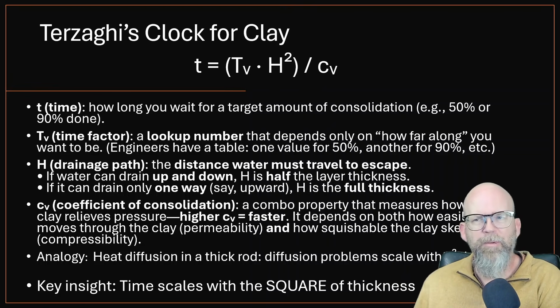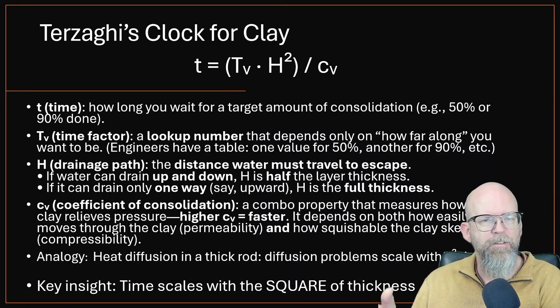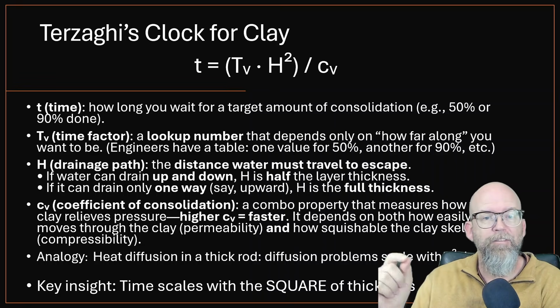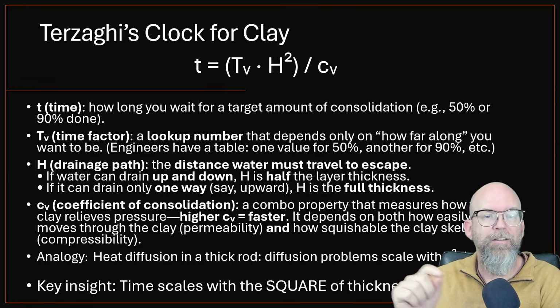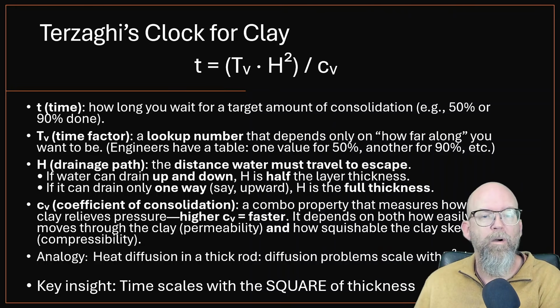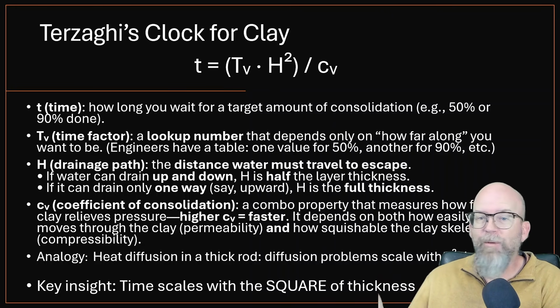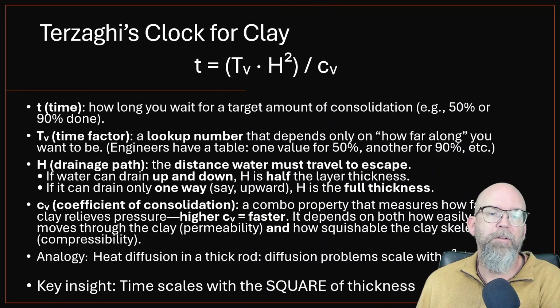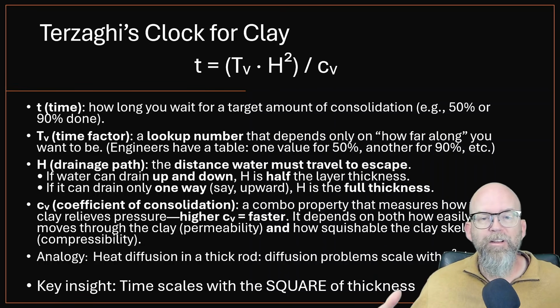That's a combo property that measures how fast the clay can relieve the pressure, right? The higher the CV value, the faster the water can escape. It depends on how easily the water moves through the clay, or how permeable it is, and how squishable the clay skeleton is, or how compressible it is.